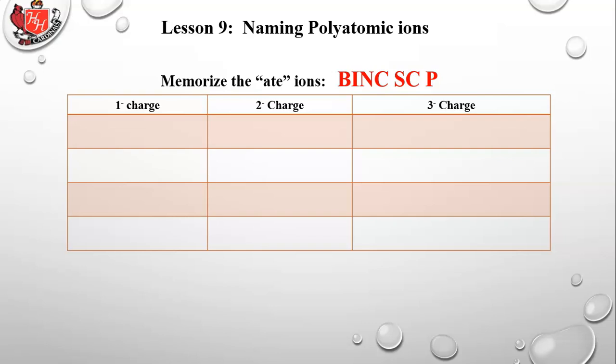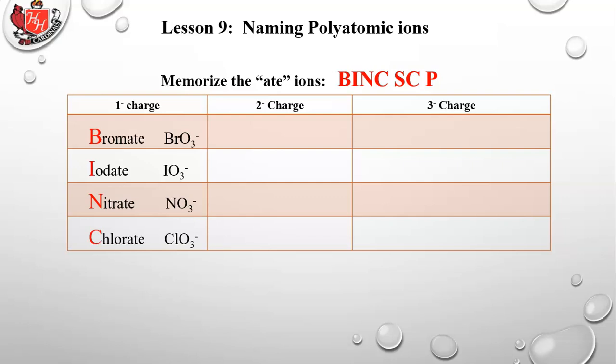So if it has a 1- charge, here are the ones that do, of the ones we're going to talk about here. Bromate is BrO3-. Iodate is IO3-. Those are covalent bonds because they're between nonmetals. Those are 2 strong guys, so they form covalent bonds, but they do end up with an extra negative charge there. Nitrate is NO3-. Chlorate is ClO3-.